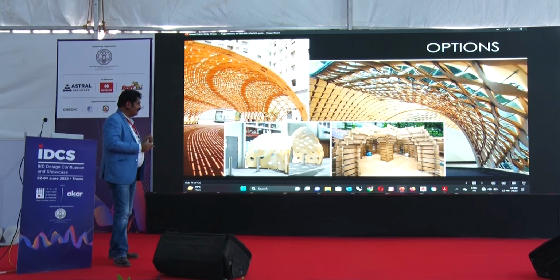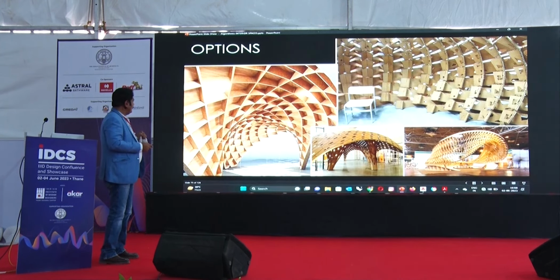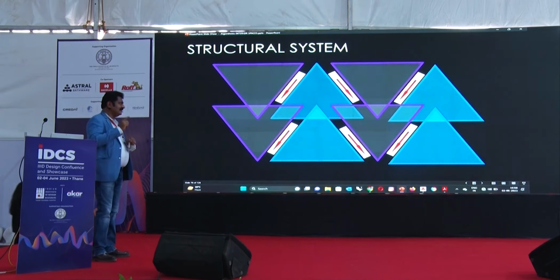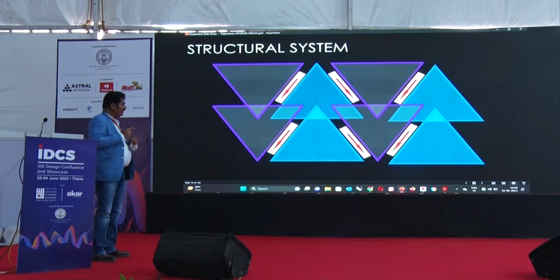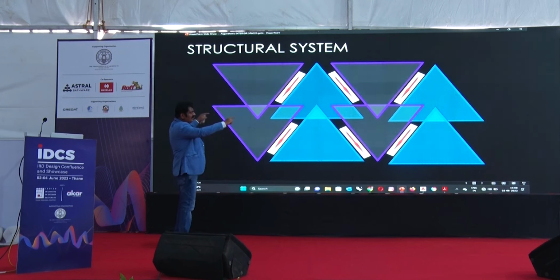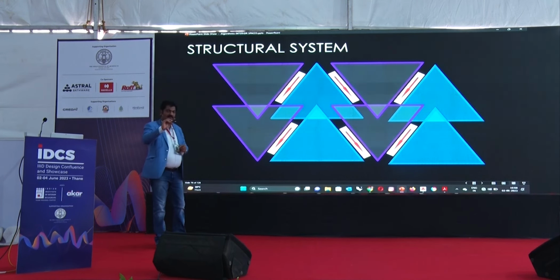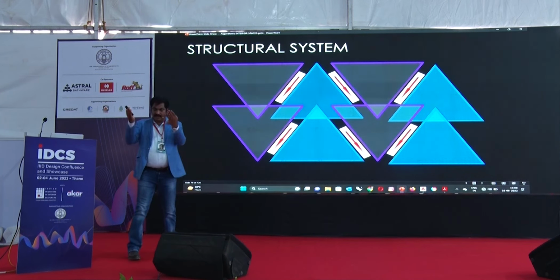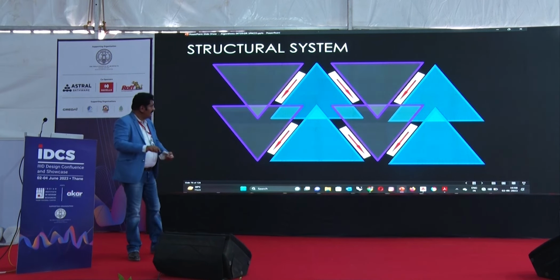So I tried to find the system and the form myself. So these are a few options. First I started working on the structural system. And you see, I used plywood horizontally, flat plywood, and there was 1.8 ton of load coming onto the horizontal plywood.